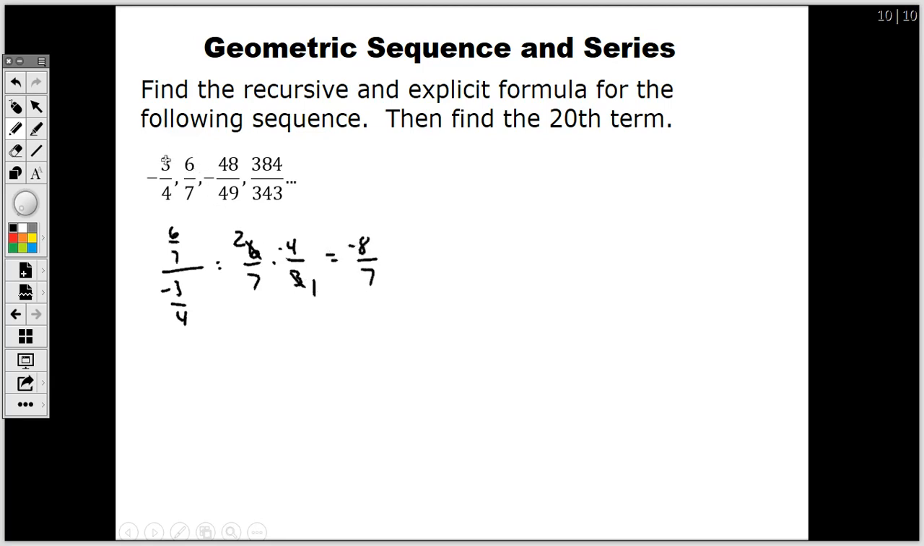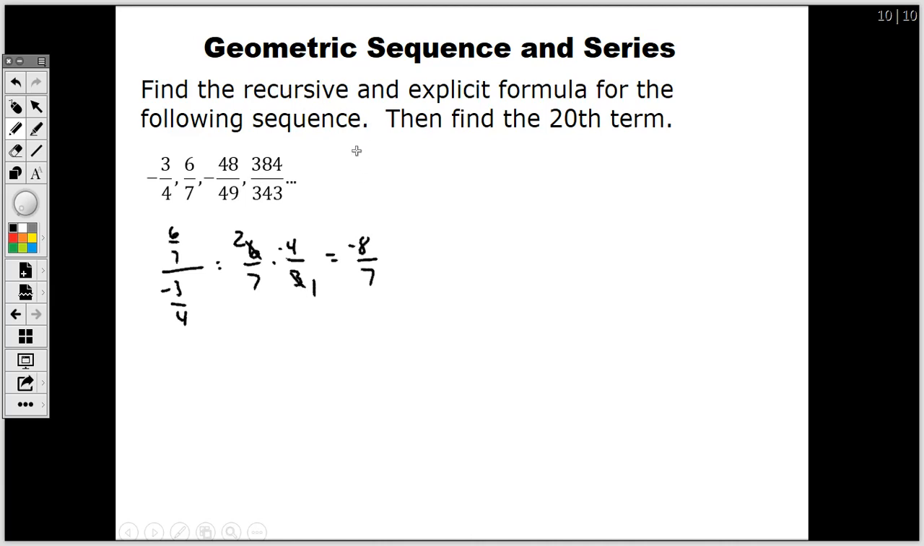Well, if I go from 6/7 to negative 48/49, 6 times negative 8 is negative 48. 7 times 7 is 49. 49 times 7 is 343. Hopefully you recognize that's 7 cubed. And then 48 times negative 8. Yep. Okay, so we got that. We know it's geometric. We tested the ratio. We feel good about that.